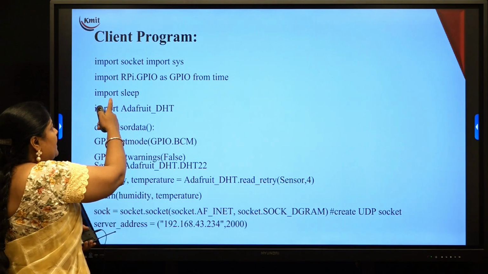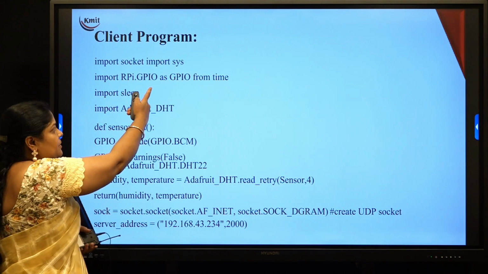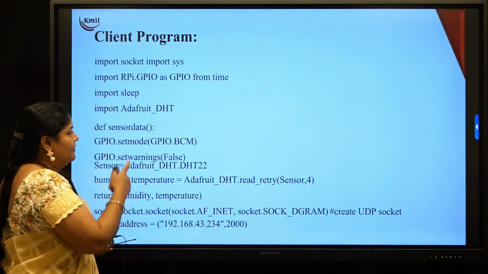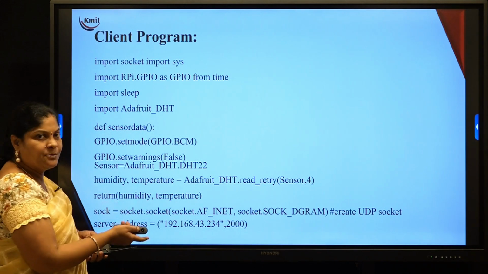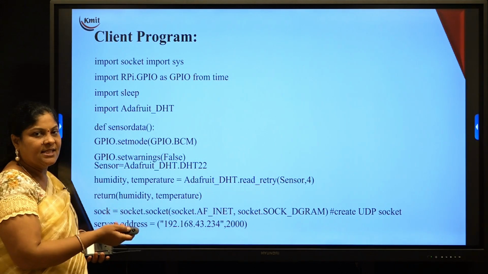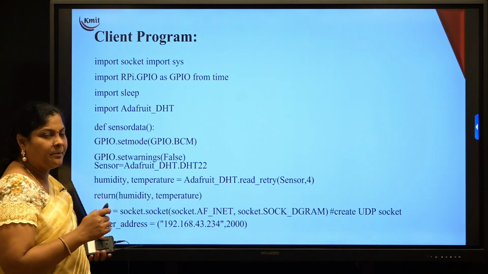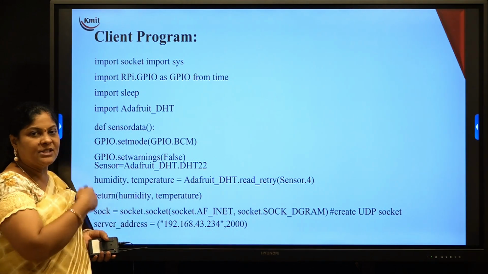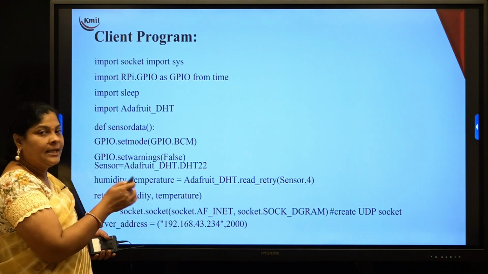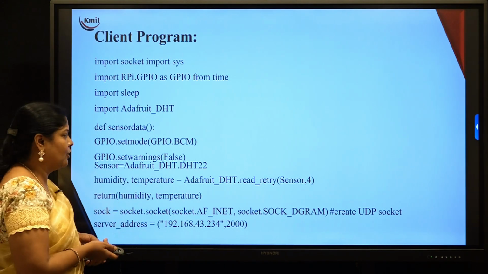So for that we are using import RPi.GPIO as GPIO, from time. We are using this program with the Raspberry Pi using the DHT sensor. The DHT sensor will sense the temperature and humidity around the environment, and whatever it has detected we are storing in the dialog.txt, that it has been read and we are displaying onto the monitor.